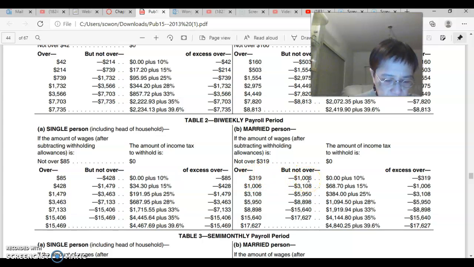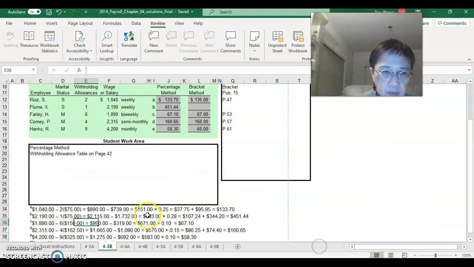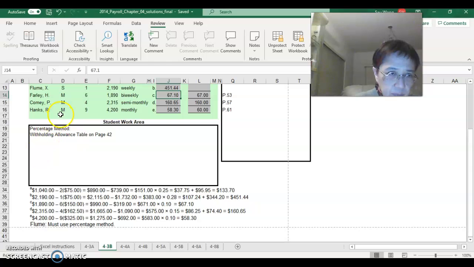So we take the $990 minus the 319 times the 10%. 990 minus 319 times 10% equal to $67.10. Okay, 67.10. Let's take a look at Hans. Hans made 4,200. So he has 9 withholding, and his payment was monthly payment.